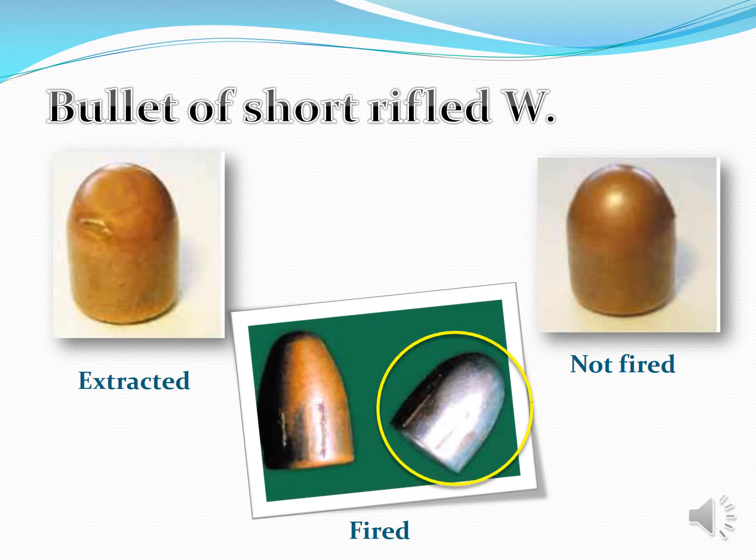What about this bullet? It is covered by nickel. It is jacketed by nickel jacket. Of which weapon? It is either automatic pistol or new revolver. Fired or not? It is fired because there is presence of primary rifling marks.